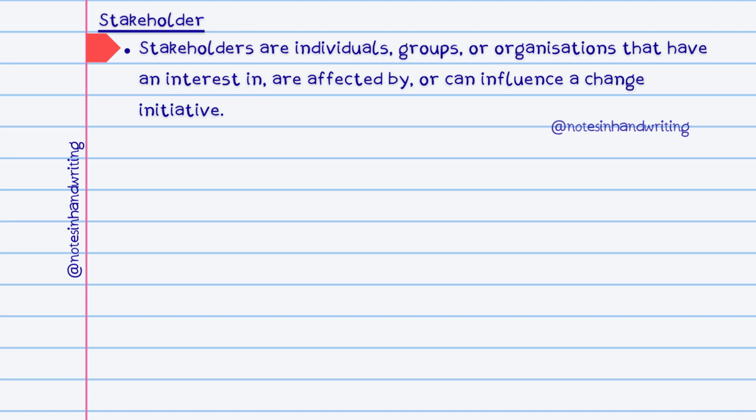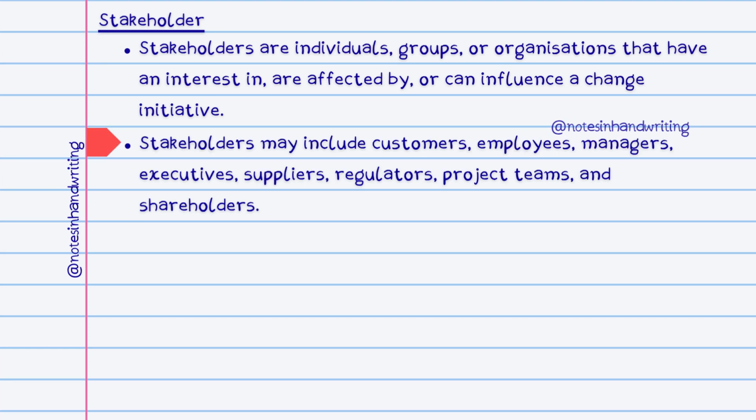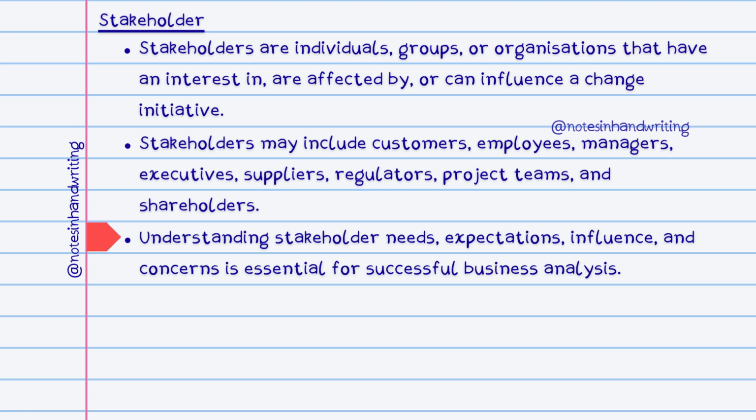Stakeholders are individuals, groups, or organizations that have an interest in, are affected by, or can influence a change initiative. Stakeholders may include customers, employees, managers, executives, suppliers, regulators, project teams, and shareholders. Understanding stakeholder needs, expectations, influence, and concerns is essential for successful business analysis.